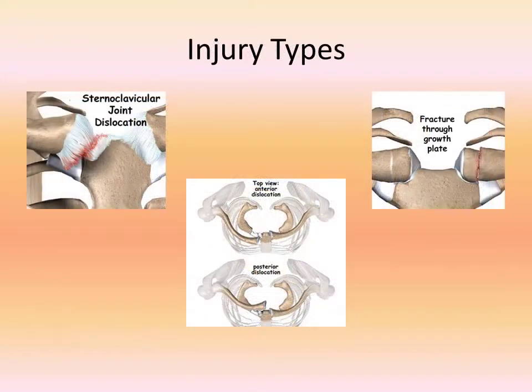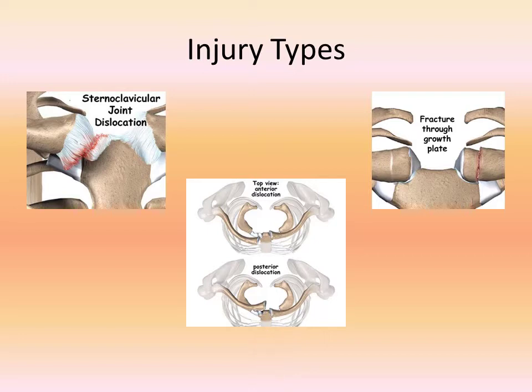When we're talking about sternoclavicular joint injuries, there are three injury types: a sprain, a dislocation, or a fracture. When we talk about dislocations, the anterior dislocation is going to be the most common. The posterior dislocation is less common than the anterior due to the fact that you have a stronger posterior sternoclavicular ligament, and the forces usually favor an anterior displacement.